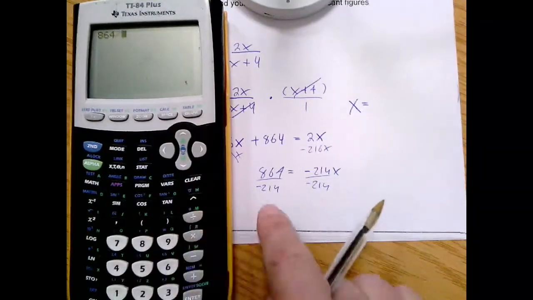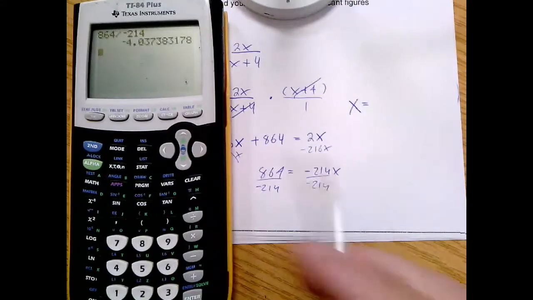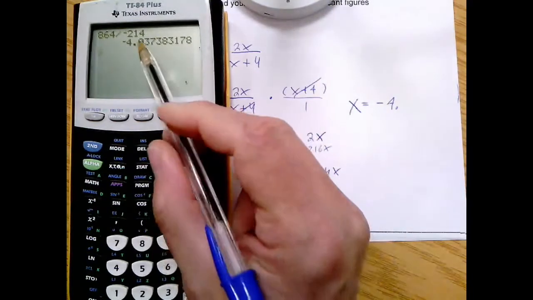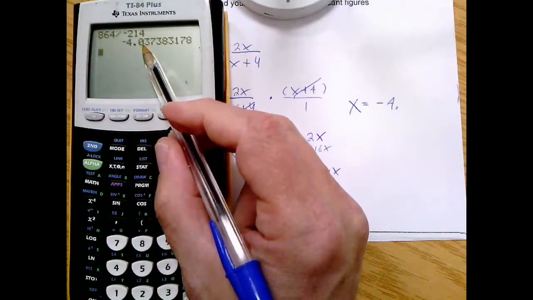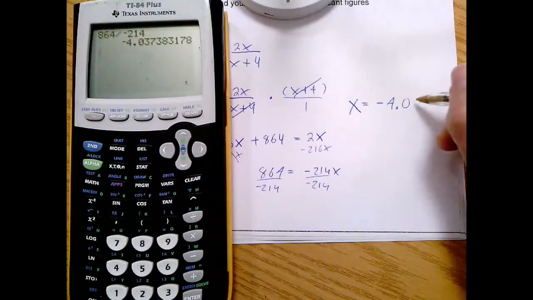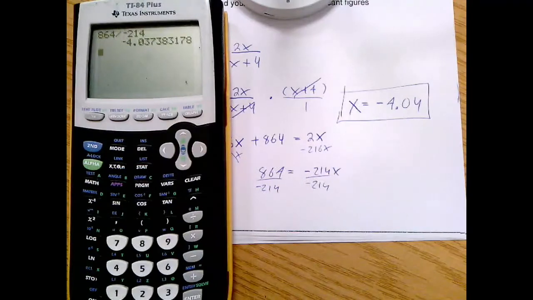864 divided by negative 214. Negative 4 point, so we have 0, 3. The IB always says 3 significant figures, so that 3 rounds up to a 4. And there you go. That is question 7 in the books.